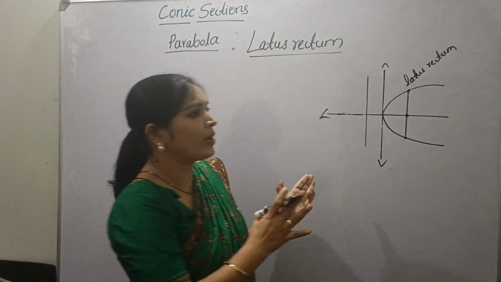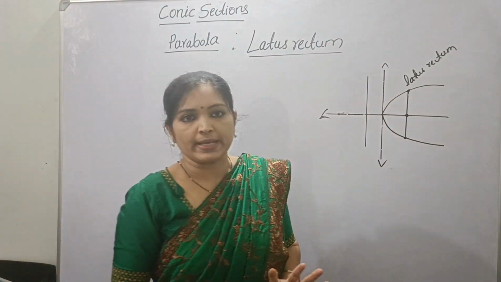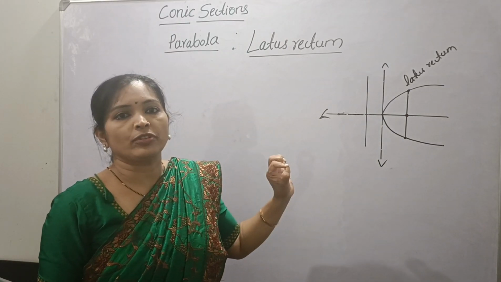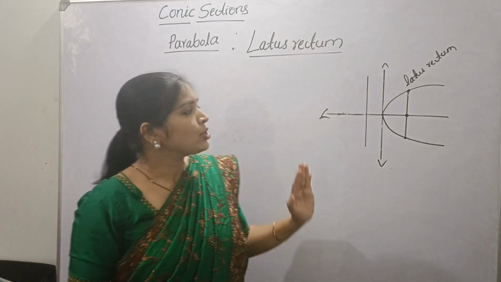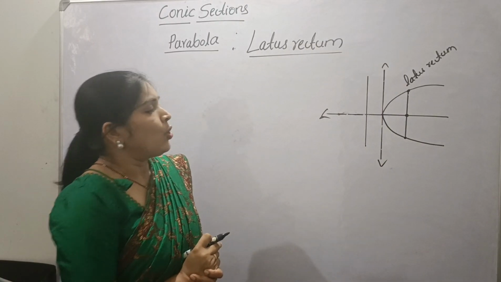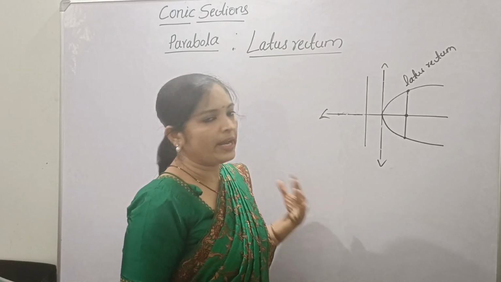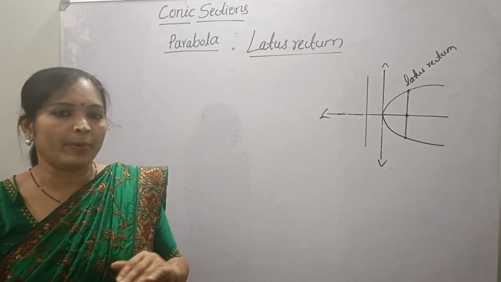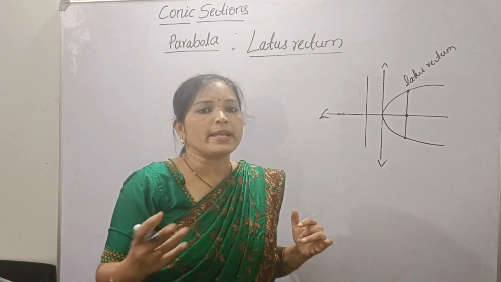If the parabola is towards the x-axis, then the straight line will be here on the positive x-axis. It is passing through the focus of the parabola and the two end points should be on the parabola. That is called the latus rectum. Now let us find the equation of the latus rectum. Suppose you are asked to find the latus rectum of a parabola, the equation will be given. So how do we find it?